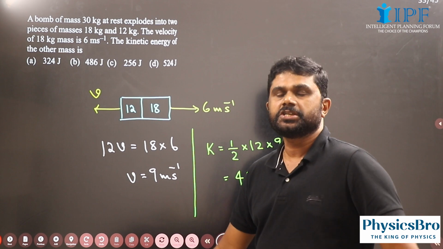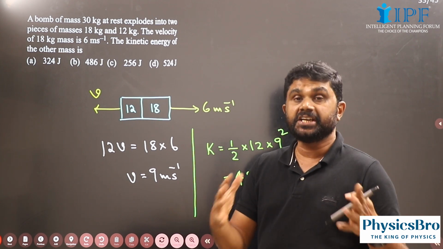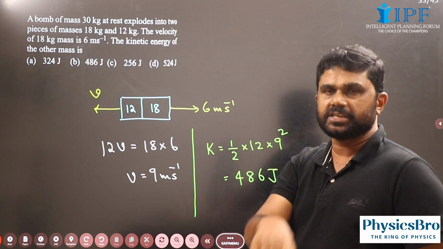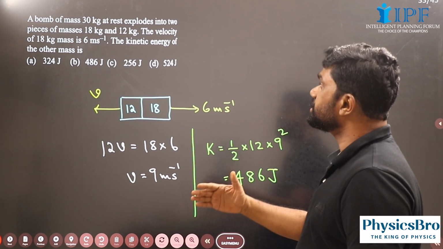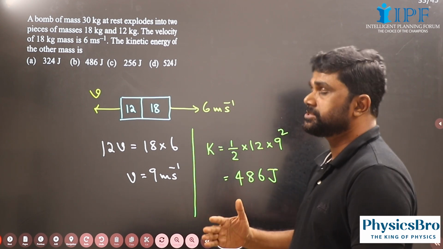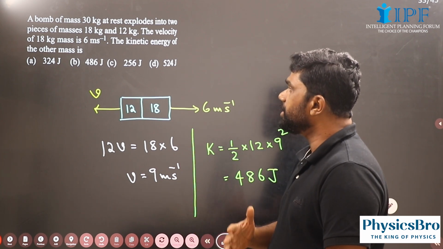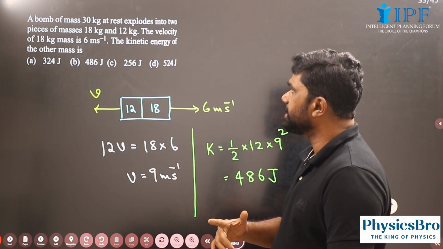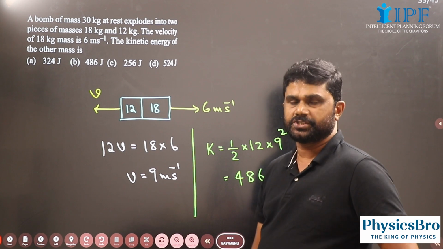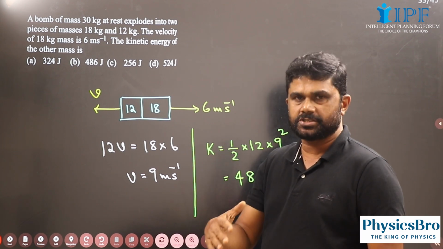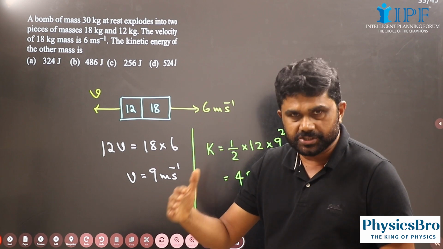Okay, children, we have yet another wonderful example. A bomb of mass 30 kilogram at rest explodes into two pieces of masses 18 kilogram and 12 kilogram. The velocity of 18 kilogram mass is 6 meter per second. The kinetic energy of the other mass is, see, before explosion, this 30 kilogram bomb is at rest. Its total linear momentum is 0.